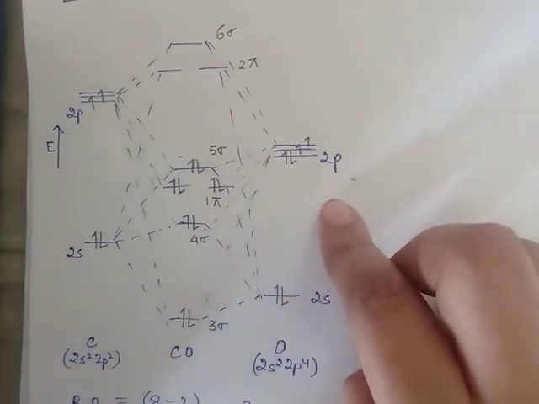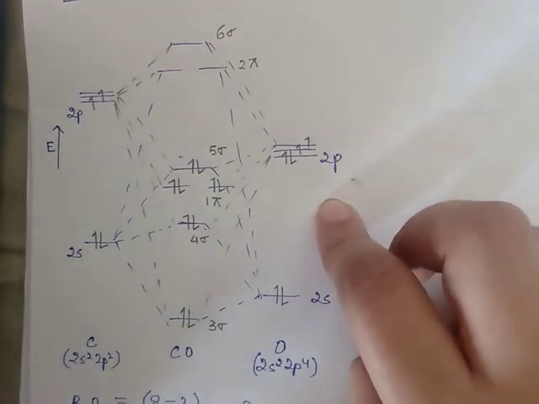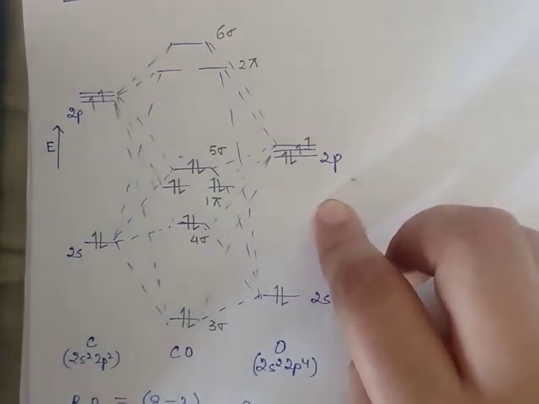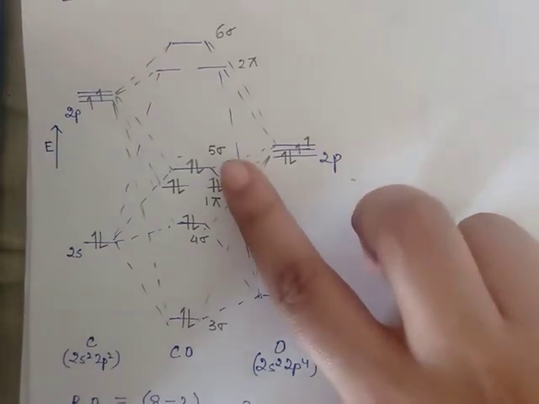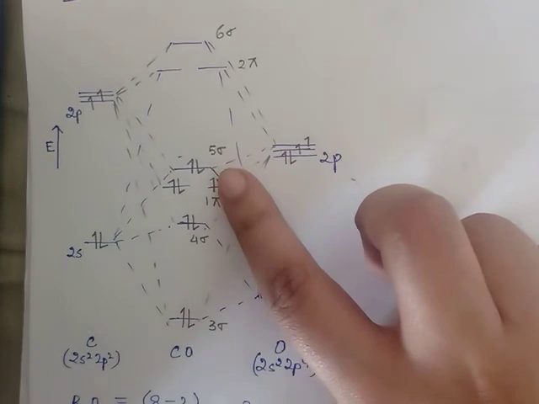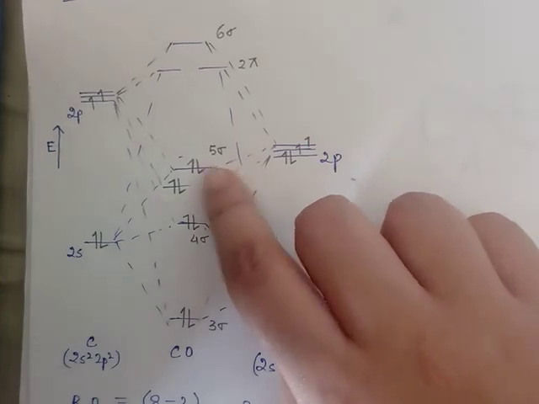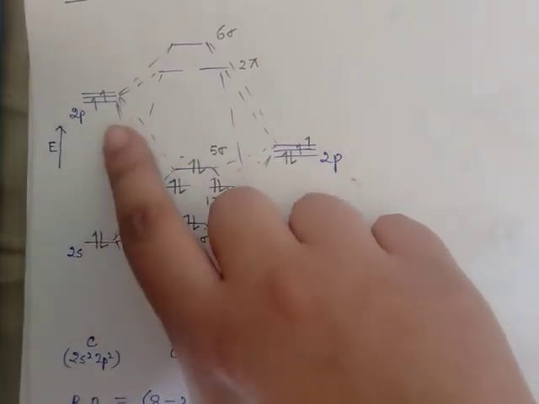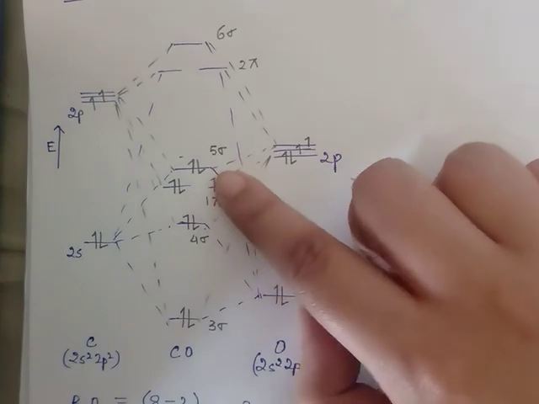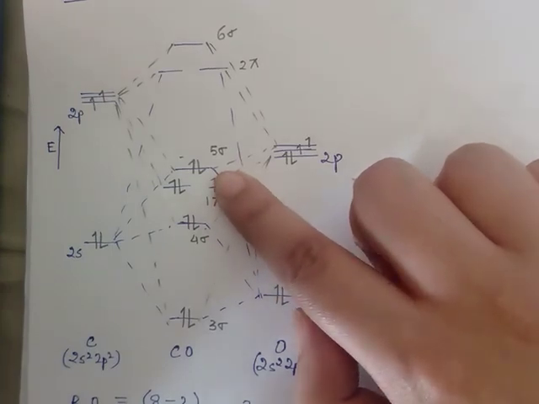Now the next thing that we need to know is what is the HOMO and what is the LUMO. In case of carbon monoxide, the HOMO or the highest occupied molecular orbital is the 5 sigma, which in this case is essentially localized on carbon, because this has huge contributions from this 2s and this 2p. So the HOMO is localized on carbon. It can be treated as a lone pair of electrons localized on carbon.